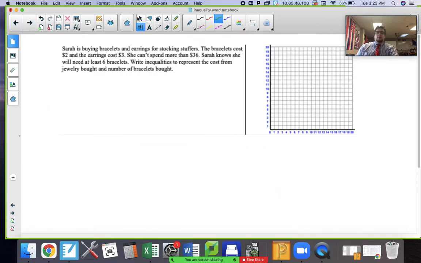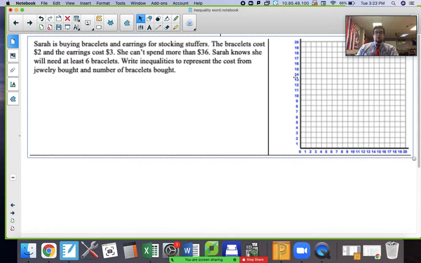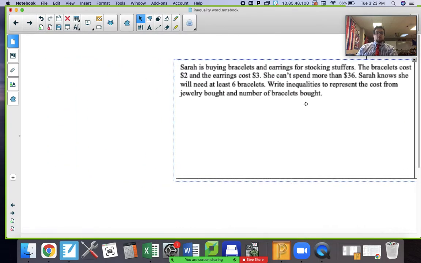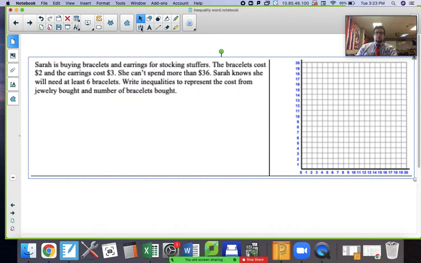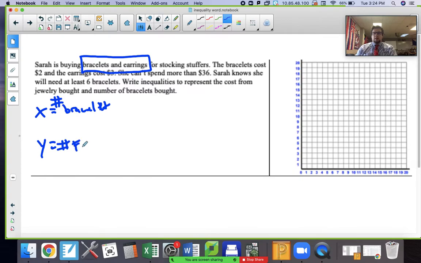When we move on to a problem, and I've provided a graph, that tells you that there's going to be 2 unknowns. Now, if you're working on something and you don't have the graph, how do you know if you need a graph? Well, see if you have 2 unknowns all the way through the problem. So Sarah's going to buy bracelets and earrings. Right there, that tells me, ooh, 2 very separate items. x is going to represent the number of bracelets, and y is going to represent the number of earrings.